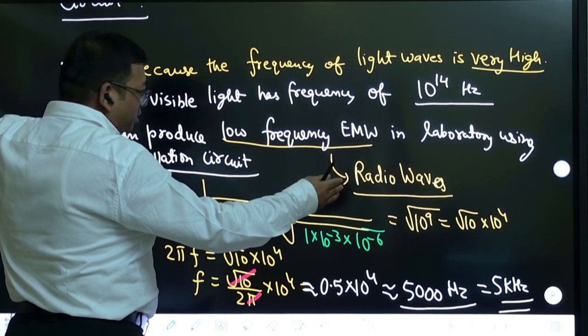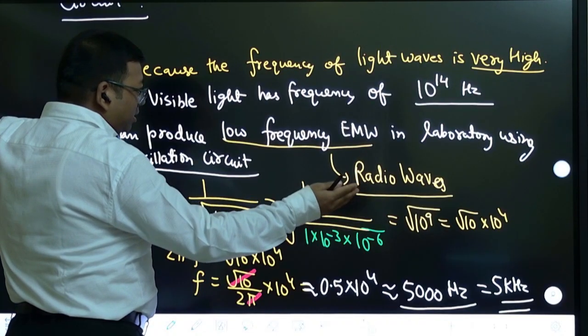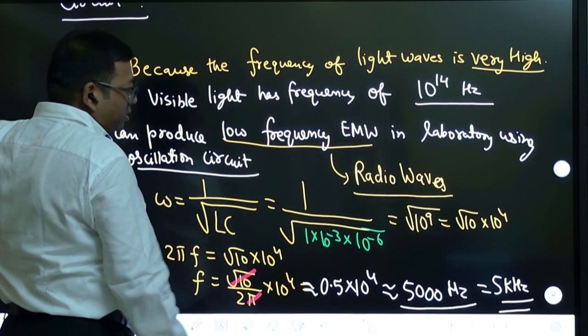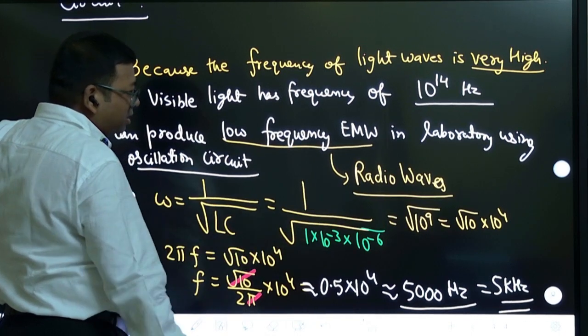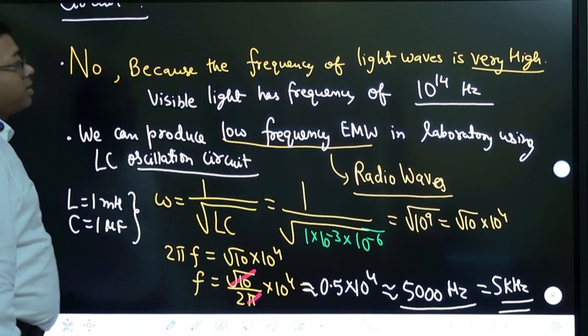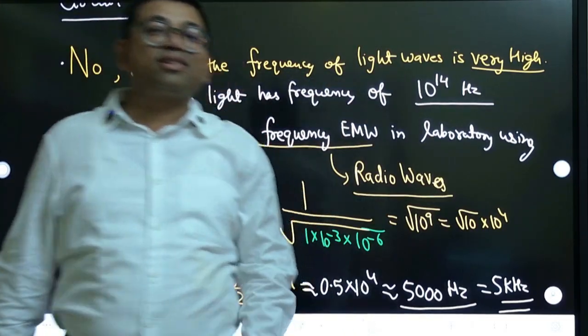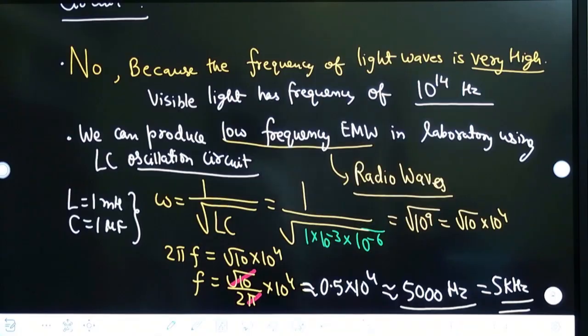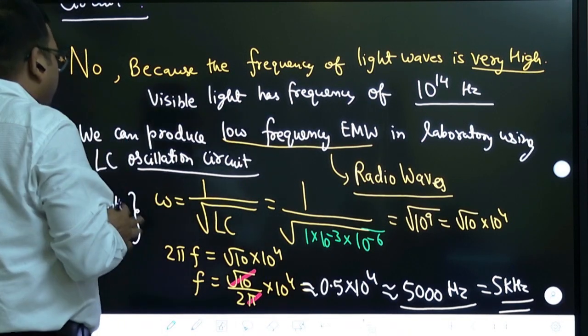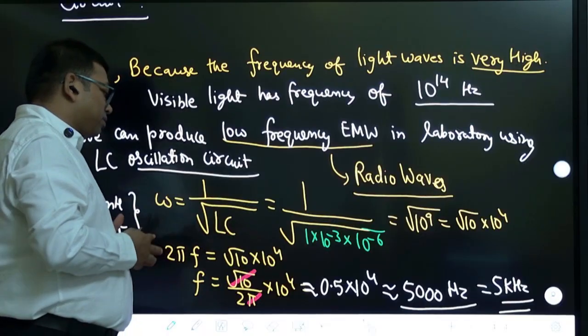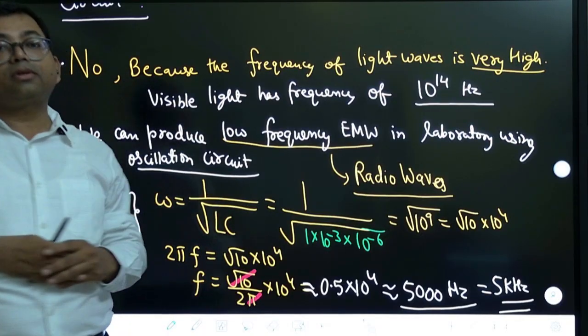Maximum 18 factor means 9 factor will come, 10 power 9 will come. Nearly 1000 megahertz can come, but 10 power 14 cannot come. That is very high. So we cannot produce light waves using this, but definitely radio waves of higher frequency order we can also produce.